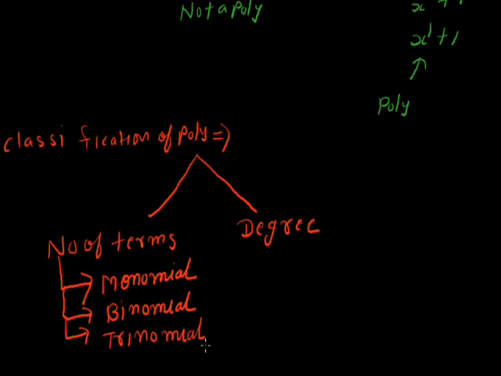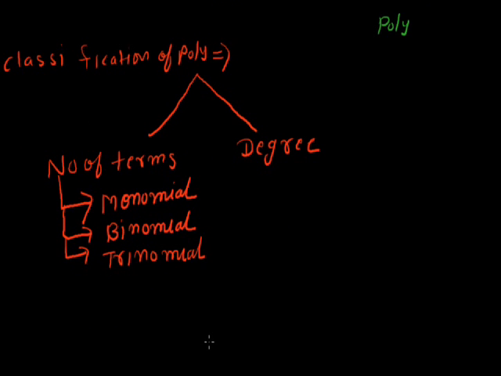Okay, if we want to classify further on the basis of number of terms, there is no particular name for it. If the number of terms is more than 3, then we will just simply say this expression is a polynomial, and there is no specific name for it. We have classified on the basis of number of terms. There are only 3: monomials, binomials and trinomials. We will study all these polynomials separately.